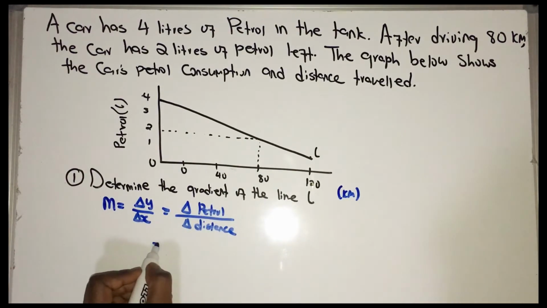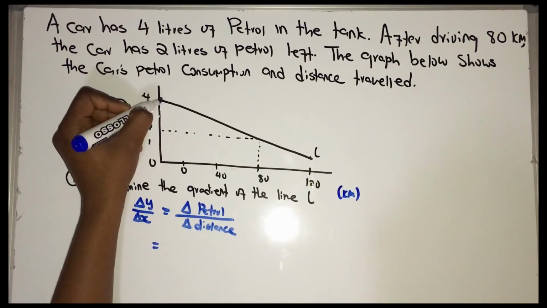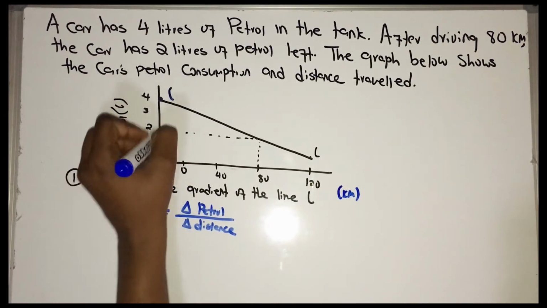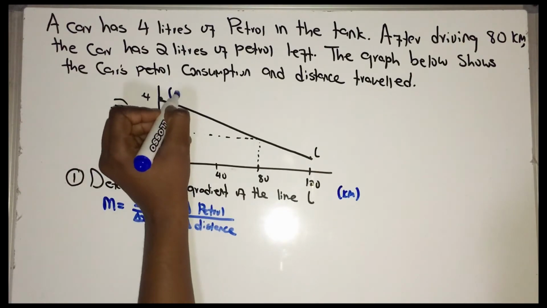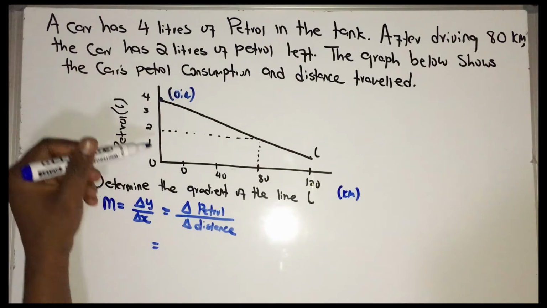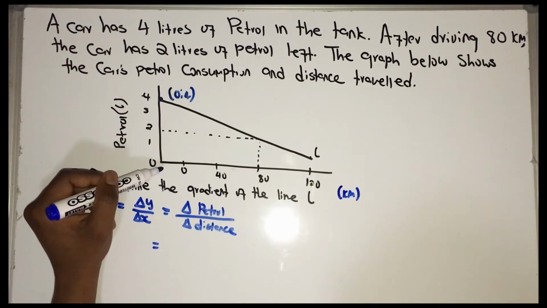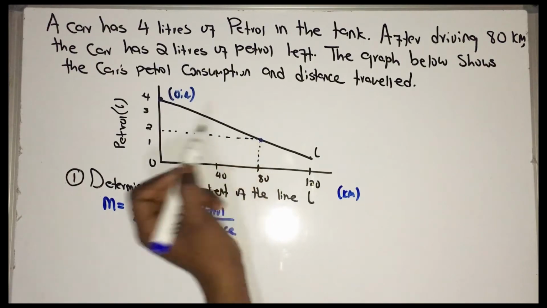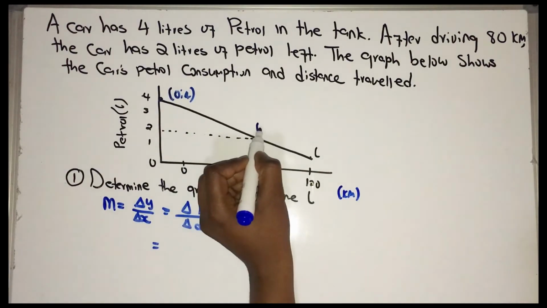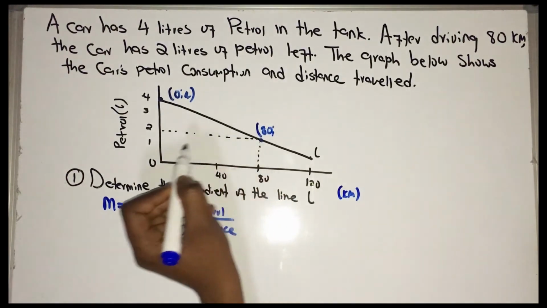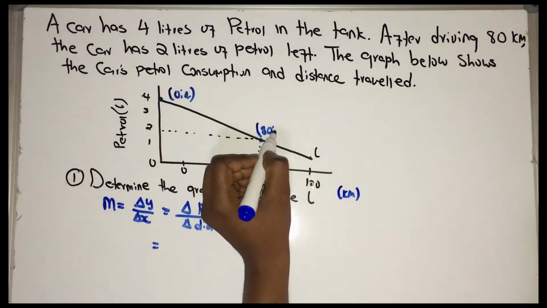So you can take any point. I'm going to take this point as my first coordinate, which is 0 and 4, because we're told initially when 0 distance is traveled, the car had 4 liters, and then I'm going to choose this other point, which we're also told is 80 and 2.